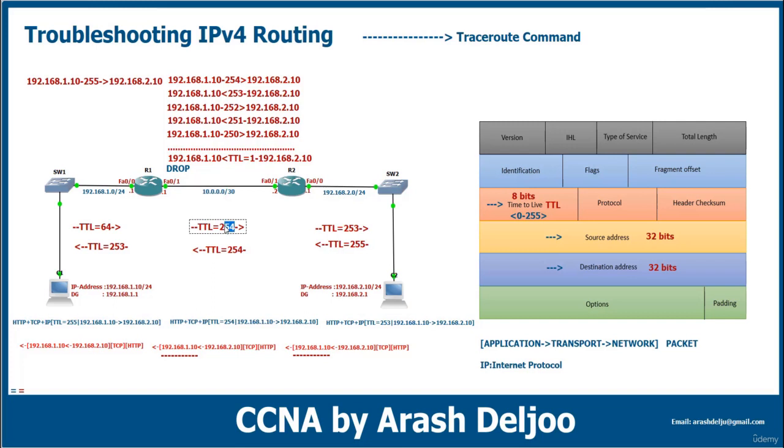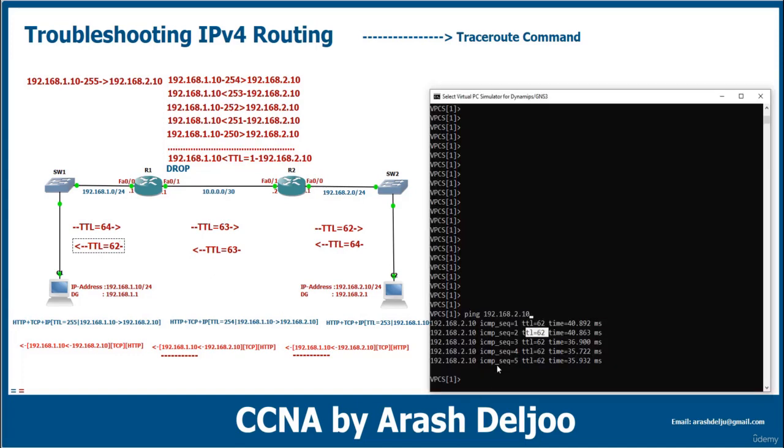After forwarding, the TTL is 63 from R1 to R2, and then from R2 to C2, the TTL should be decremented to 62. Again, from computer 2, here we have 64, here we have 63, and finally 62. Because of that, we can see this 62. This is the ICMP echo reply. The TTL of the ICMP echo reply is 62.